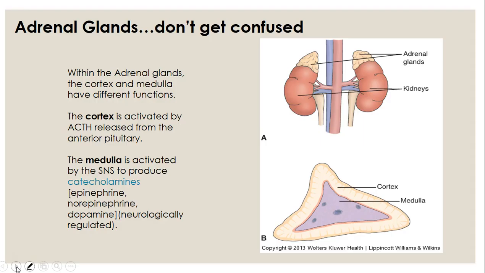Adrenal gland disorders. So when we talk about adrenal glands, don't get confused. The cortex and medulla have different functions. The cortex is activated by the adrenocorticotropic stimulating hormone that is released from the anterior pituitary, whereas your medulla, which is in the middle, is actually activated by the sympathetic nervous system to produce catecholamines, and the three are epinephrine, norepinephrine, and dopamine, which are neurologically related.